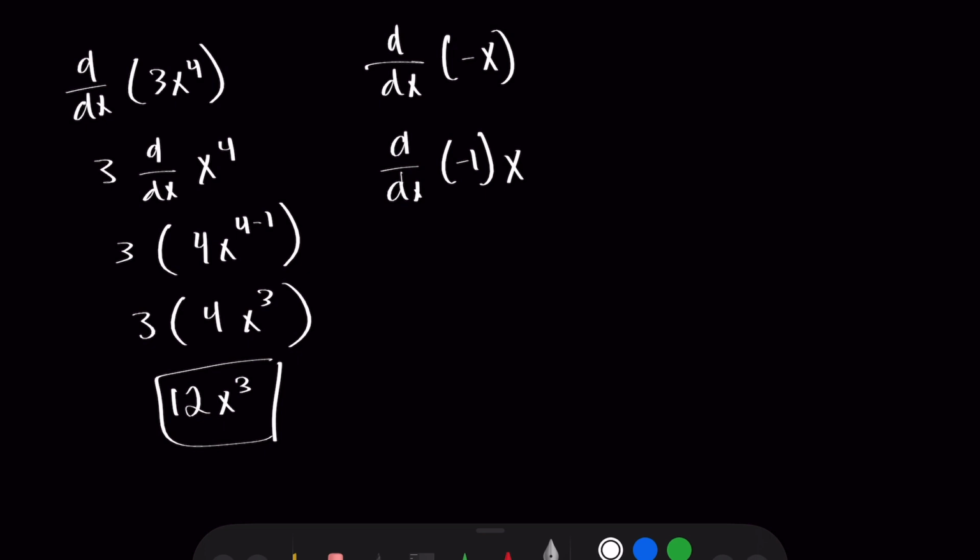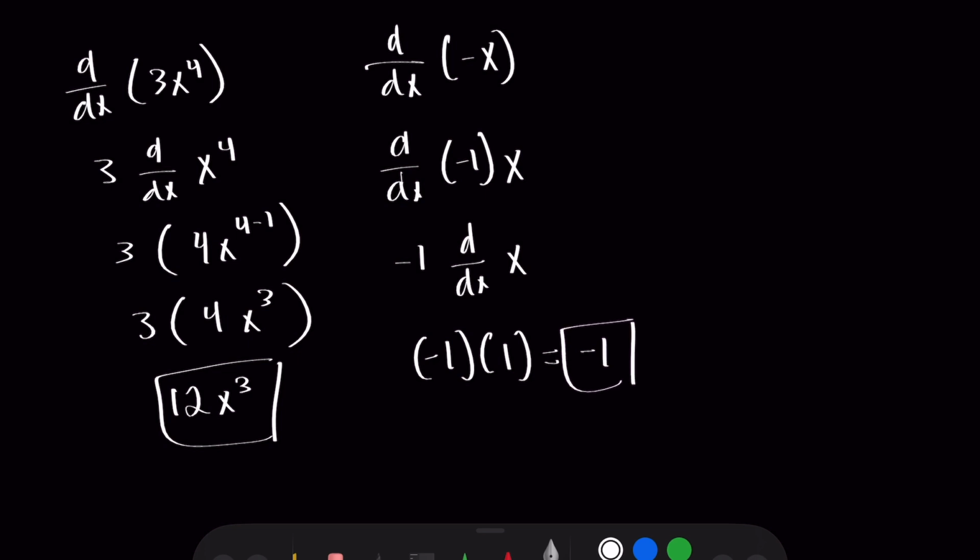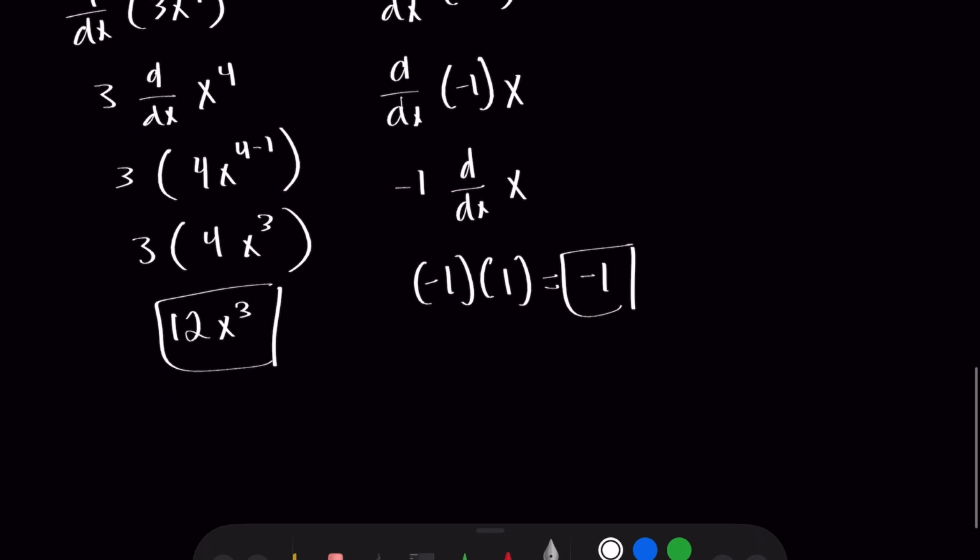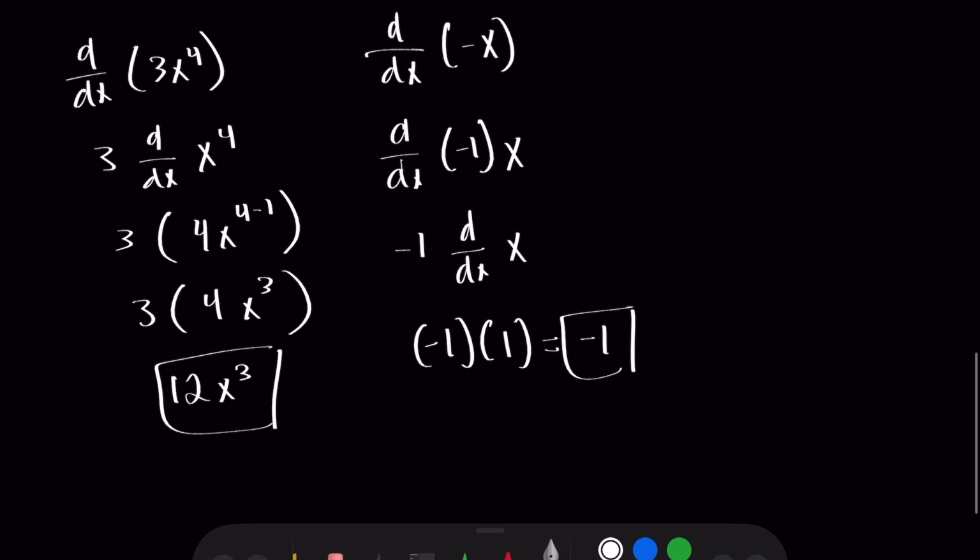So we can factor out that negative 1 and then just take the derivative of x. And the derivative of a single variable with a degree of 1 is just going to be 1. So we have negative 1 times 1, which is equal to negative 1. So negative 1 is the derivative of negative x. And that, ladies and gentlemen, is the constant multiple rule.